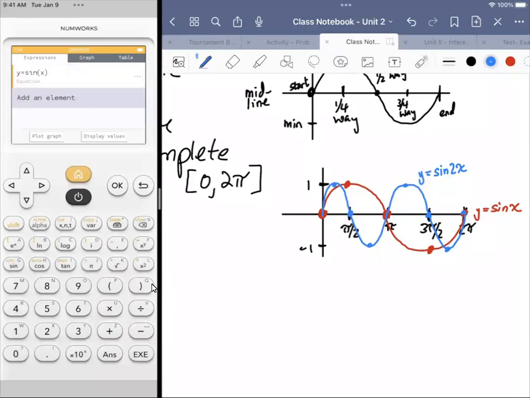I'm just going to do a quick comparison. I'm going to do a comparison between y equals the sine of x and y equals the sine of 2x. It really doesn't want to accept that shift.